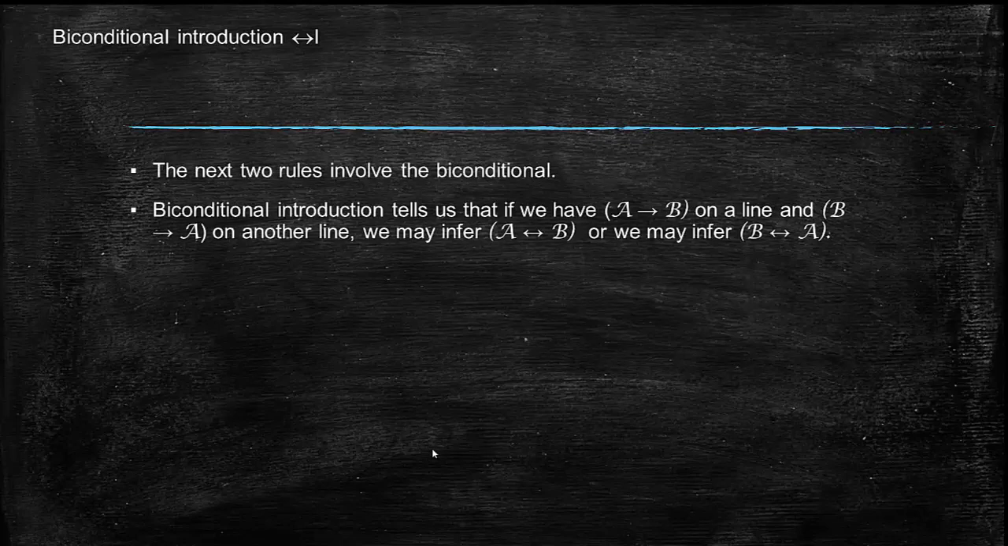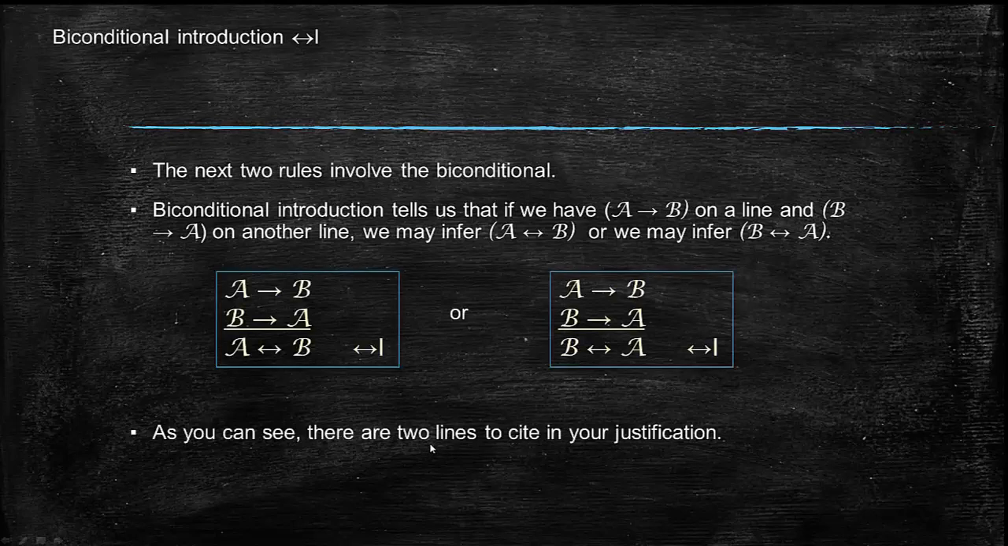So biconditional introduction tells us that if we have a proposition of the form if A, then B, and we also have the same conditional but running in the opposite way, so if B, then A, then we can put them together into the biconditional A if and only if B. So if A, then B, and if B, then A implies A if and only if B by biconditional introduction.